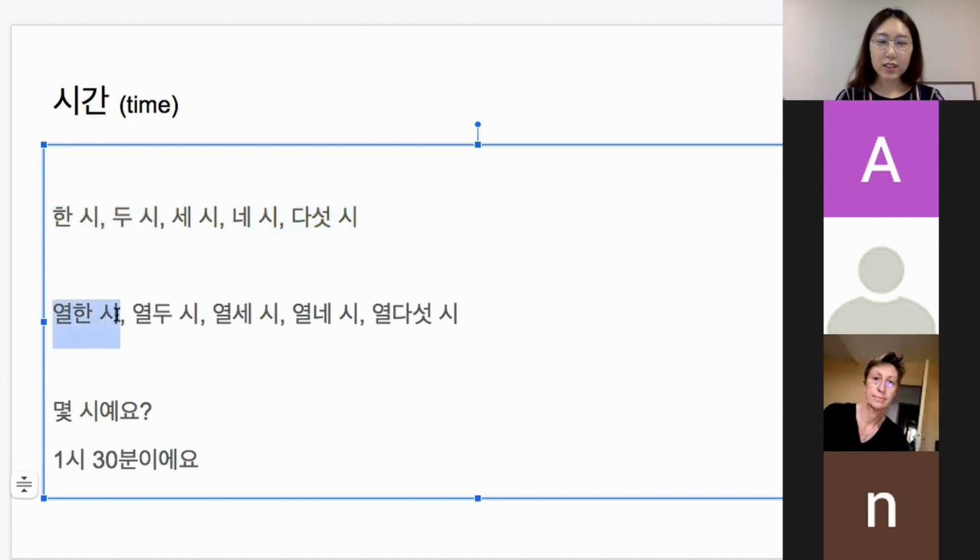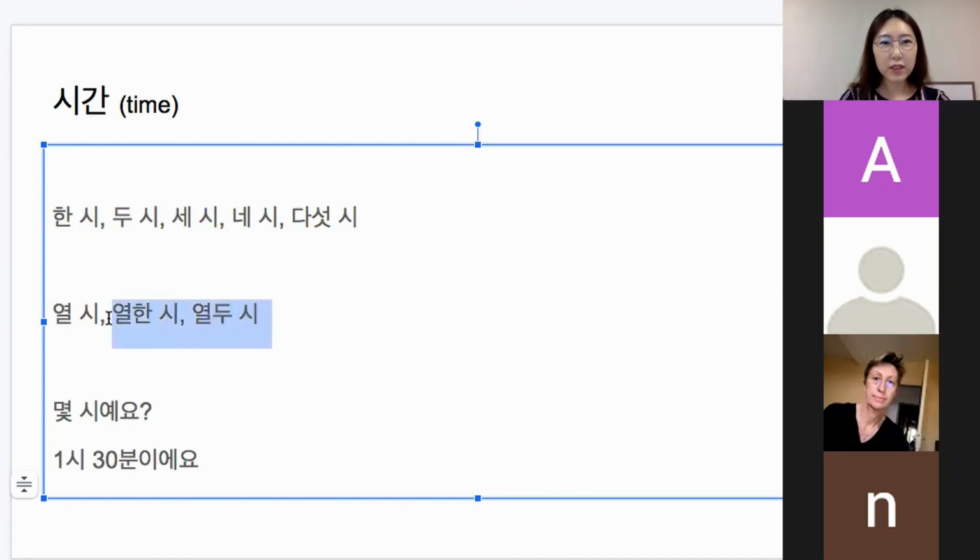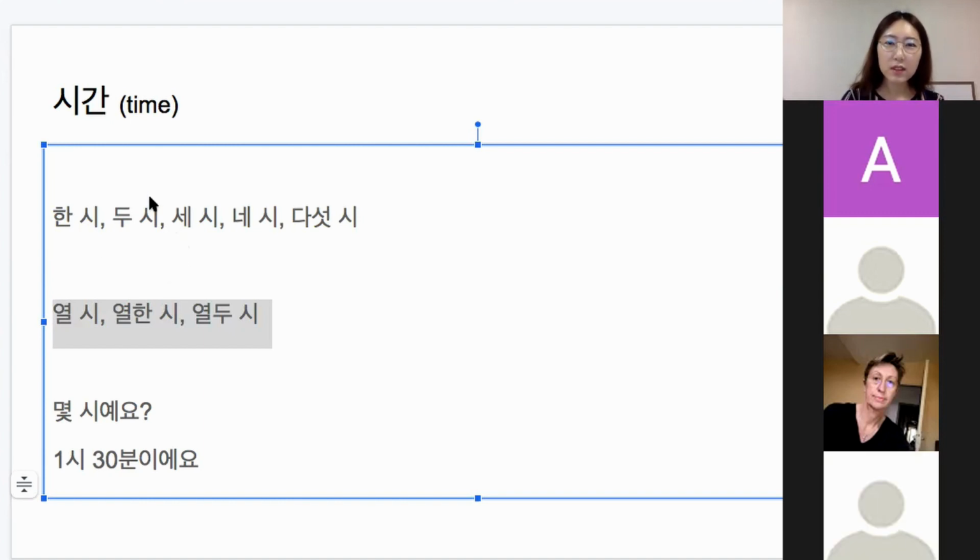So next one is 11시, 11 o'clock, 12 o'clock. 열 is 10. 한 is 1, right? So 11. 11시, 12시. Actually, there's no 13시, 14시. Okay, let's practice three things. 10시 is 10 o'clock, 11, 12, right? So 10시, 11시, 12시.